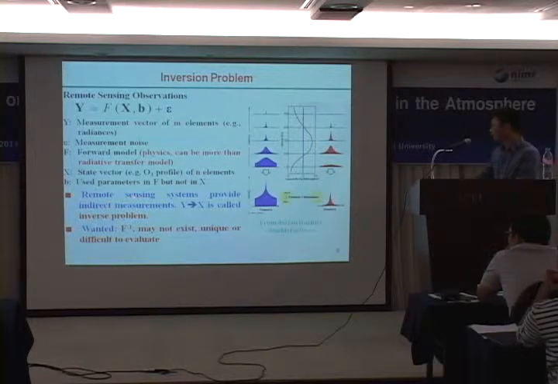Because the remote sensing observation provides indirect measurements, we don't measure the x directly. So that's why this is called an inverse problem. And in order to get x, it looks like we just want to get the inverse of the forward model. But in reality, we might not be able to get the inverse of this forward model. It might not be unique, or it's very difficult to evaluate.